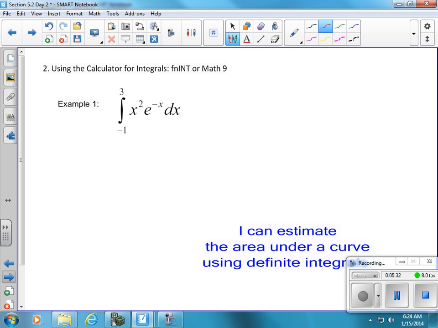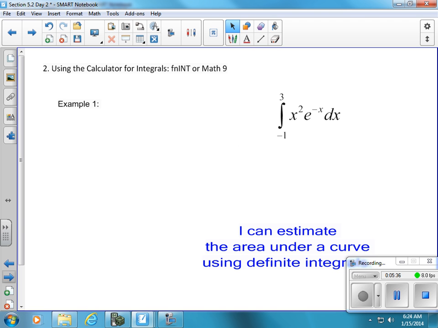All right, let's use the calculator. Oh my gosh, you're going to love it. All right, so we are going to use our calculator, Math 9.